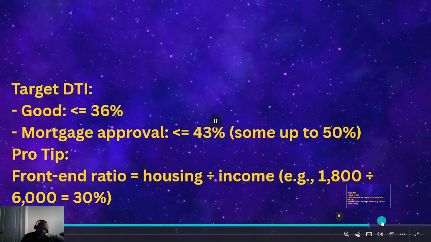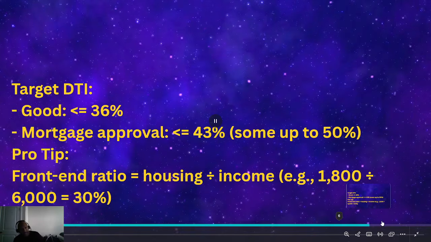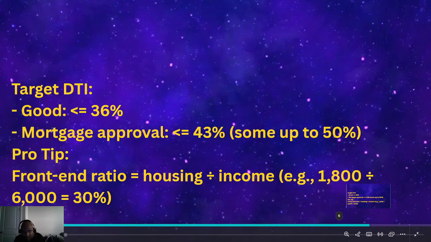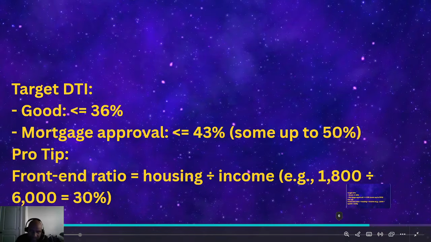A good debt to income ratio is below 36%. Mortgage approval is below 43%, and some up to 50%.